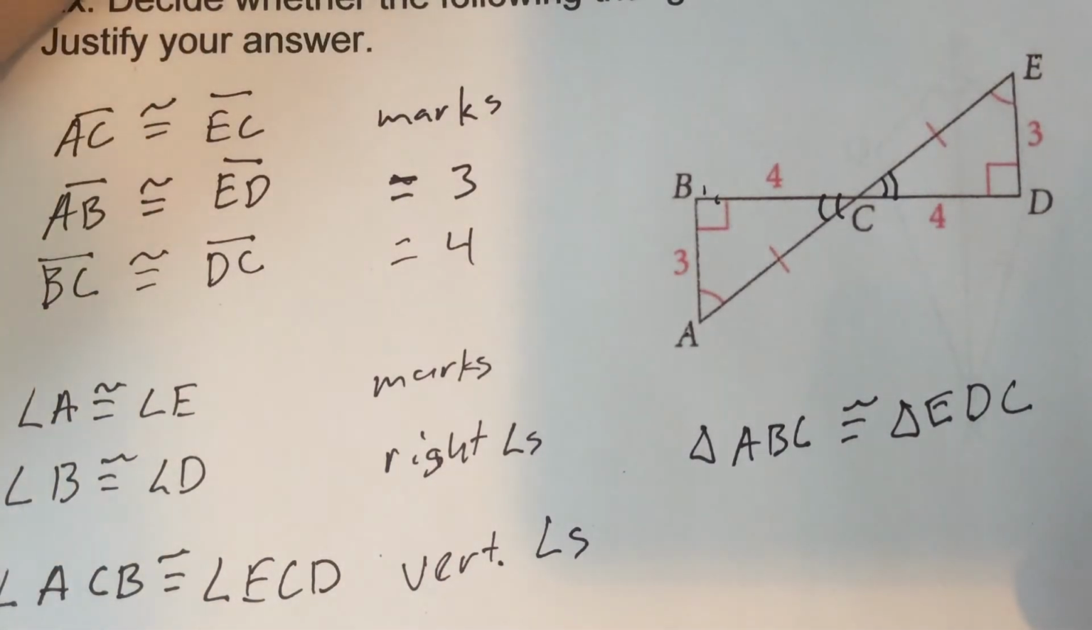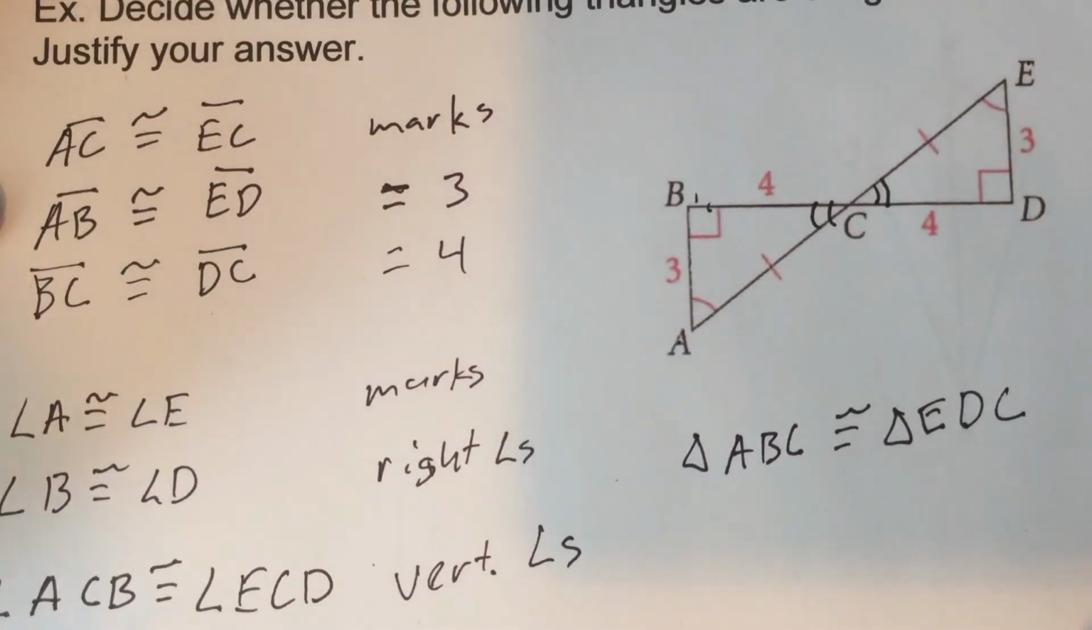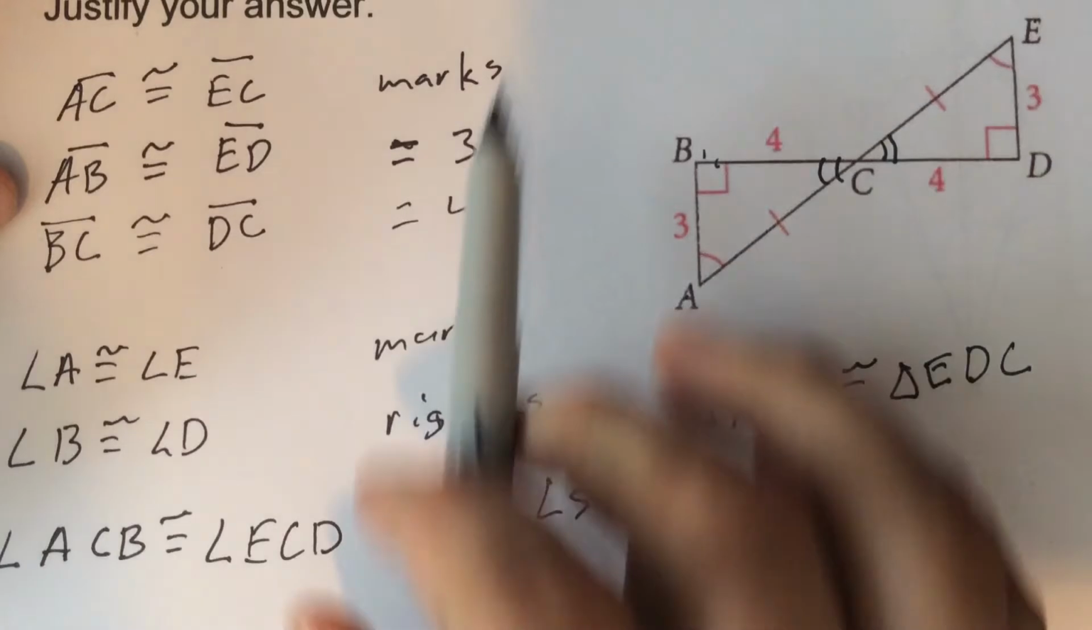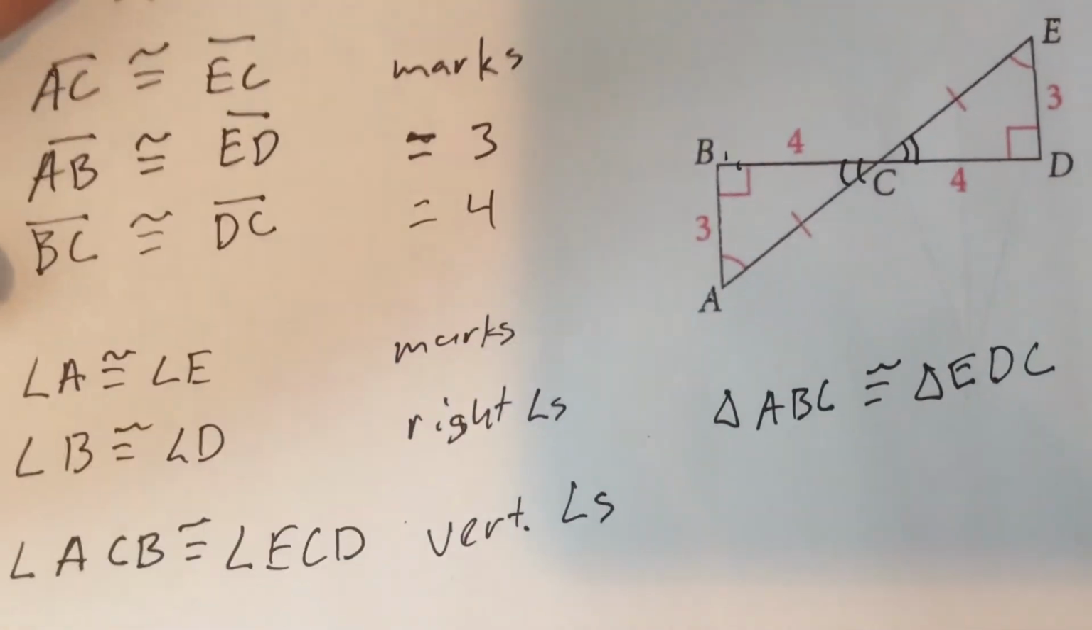All right. Now, as we go through this chapter, we're going to find other ways that we don't have to find all 6 things being congruent. We're going to be able to find ways knowing less, but for right now, we're sticking with the definition part of it.